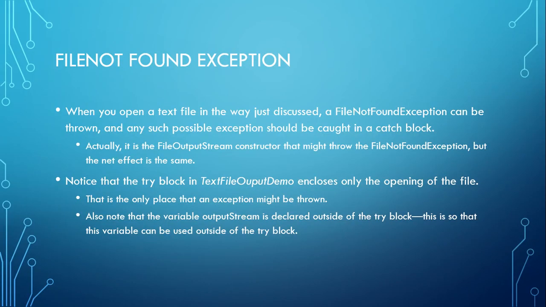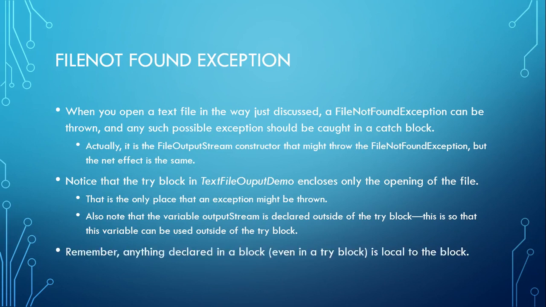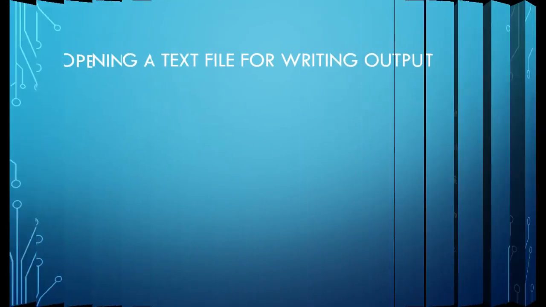You also note that the variable outputStream is declared outside the try block, so that this variable can be used outside of the try block. Right, which of course is the outputStream right here. Because I could technically say try PrintWriter outputStream, it would be valid. But the problem is if it's inside the try block, we could run into issues. Now, remember, anything declared in a block, even that of a try block, is local to the block. So that's why I have to declare it outside of it.